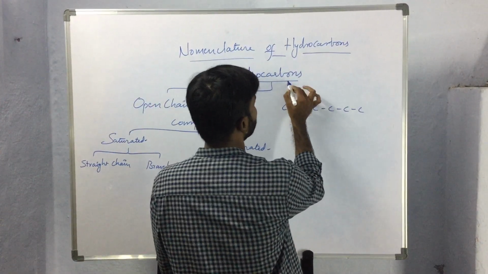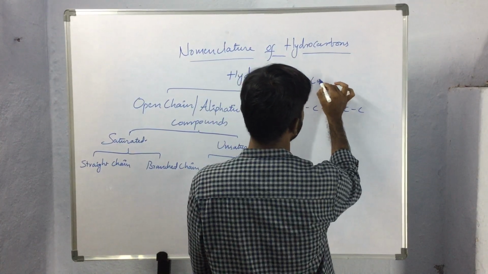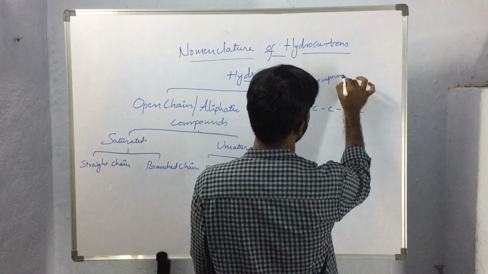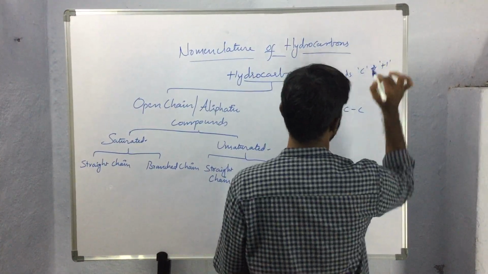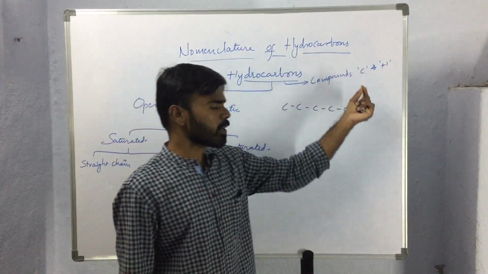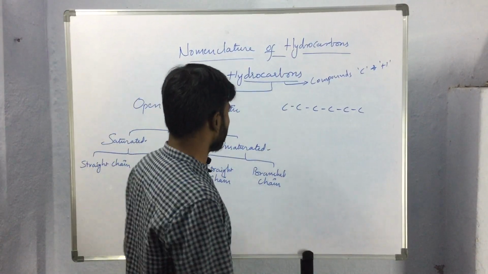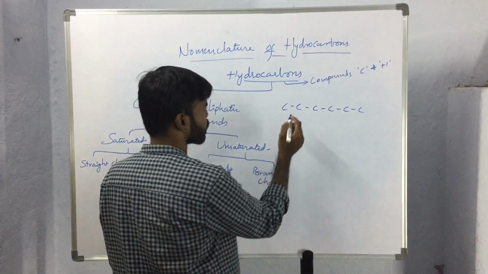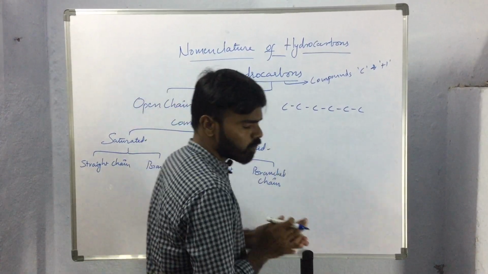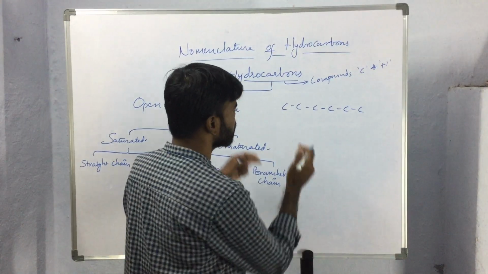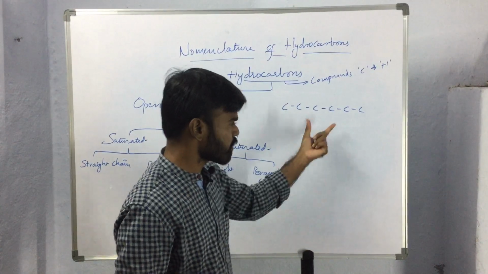So here we defined hydrocarbons as the compounds that are made up of carbon and hydrogen. The compounds that are made up of carbon and hydrogen are called hydrocarbons. So coming to the nomenclature of these hydrocarbons, let us consider this example. First, what we have to do is count the number of carbon atoms that are present in this compound.